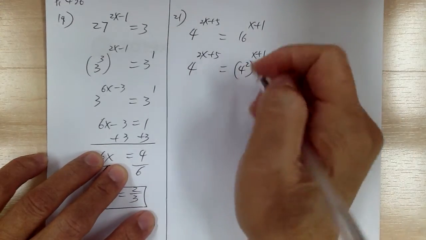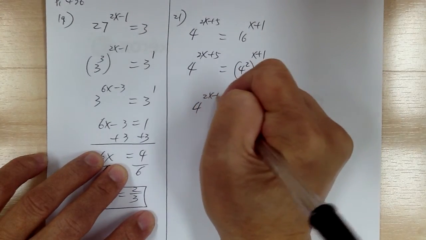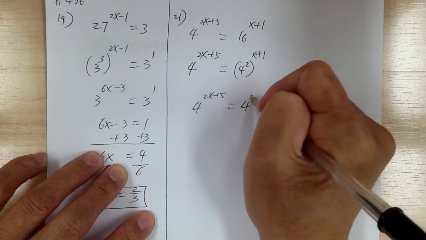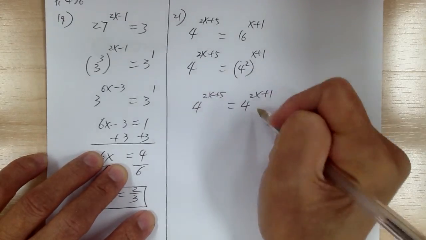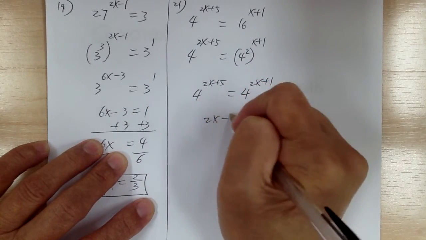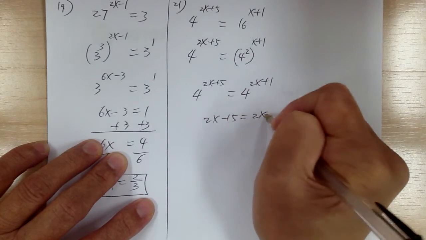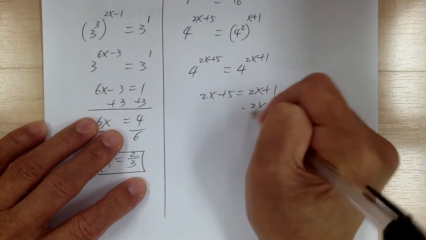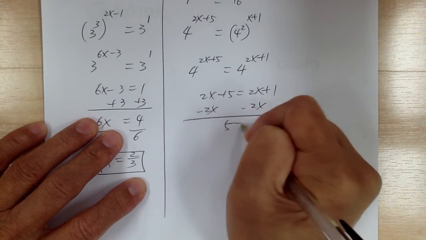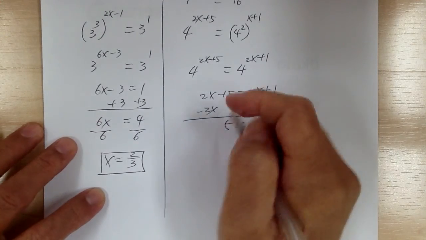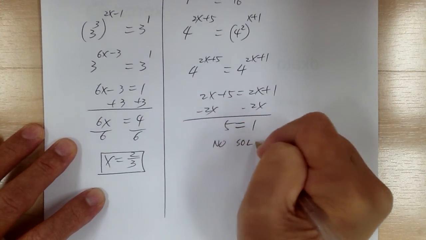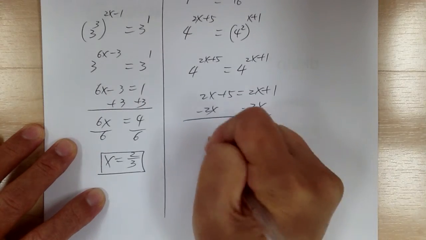And so you work it out, so you got 4 to the 2x plus 5 equal to 4 to the 2x plus 1. So by matching it up, you get 2x plus 5 equal to 2x plus 1, minus 2x on both sides. So you got 5 equal to 1. And this is impossible, so it'd be no solution.